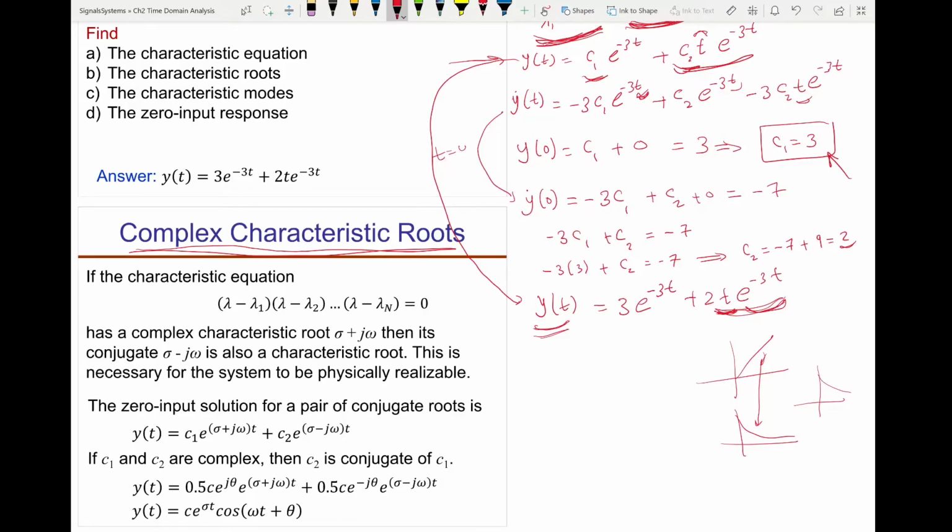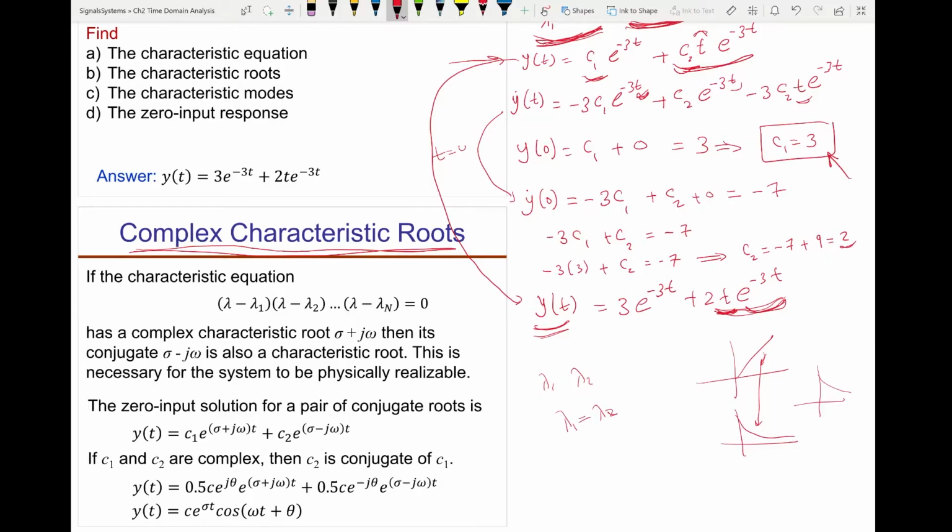All right, so far we learned the first example where lambda 1, lambda 2 are distinct real numbers. And also we learned how the solution will change if lambda 1 equals lambda 2. We have repeated roots.